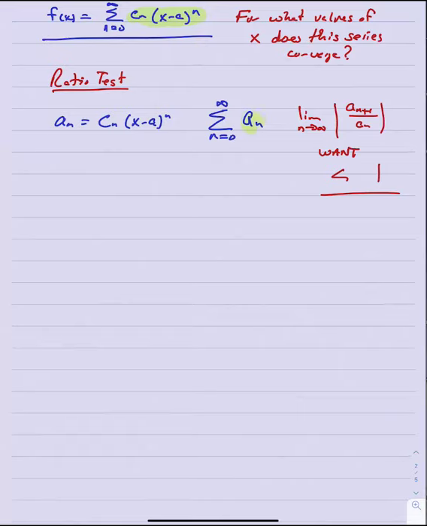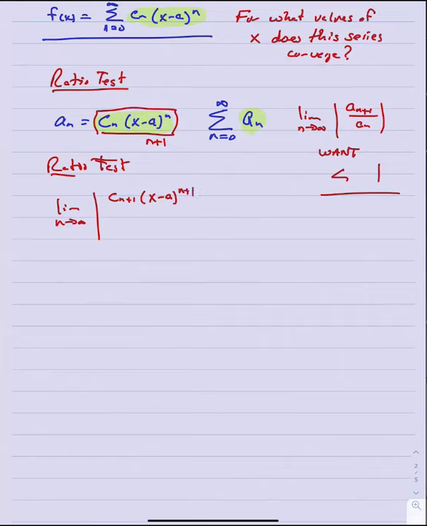All right, so if I'm viewing a sub n as this entire thing, then to do the ratio test, what I should do is look at the limit as n goes to infinity of this entire expression evaluated at n plus 1, which would be c sub n plus 1 times (x minus a) to the n plus 1, over this expression simply evaluated at n, which would be c sub n times (x minus a) to the n. Okay, now, right away I notice something nice. (x minus a) to the n plus 1 over (x minus a) to the n is just x minus a, which means I have the limit as n goes to infinity, and let's write it this way, of the absolute value of c sub n plus 1 over c sub n times the absolute value of x minus a.